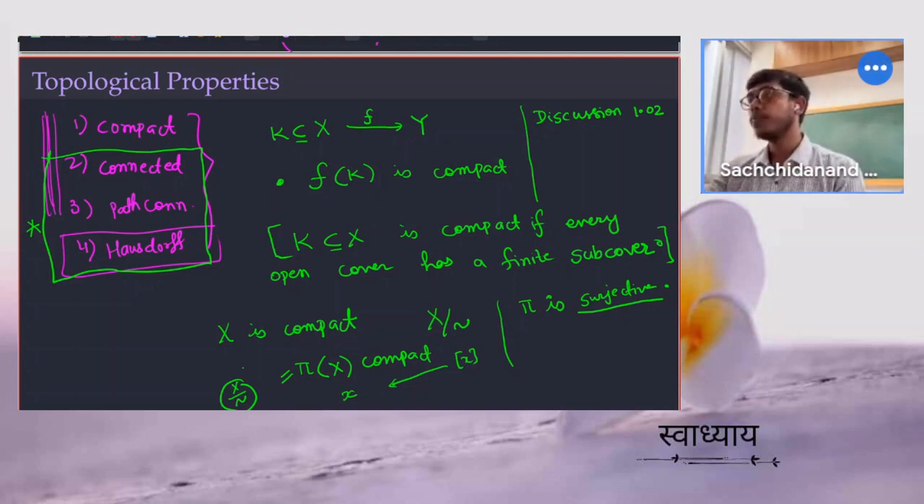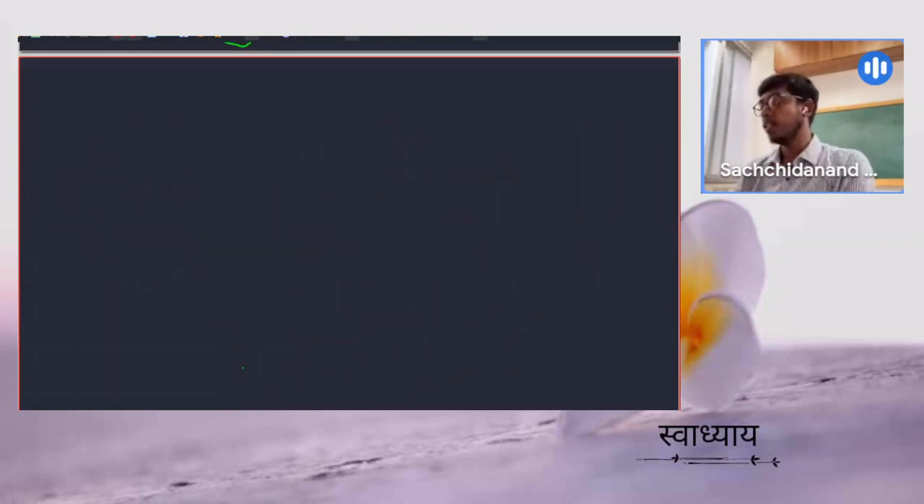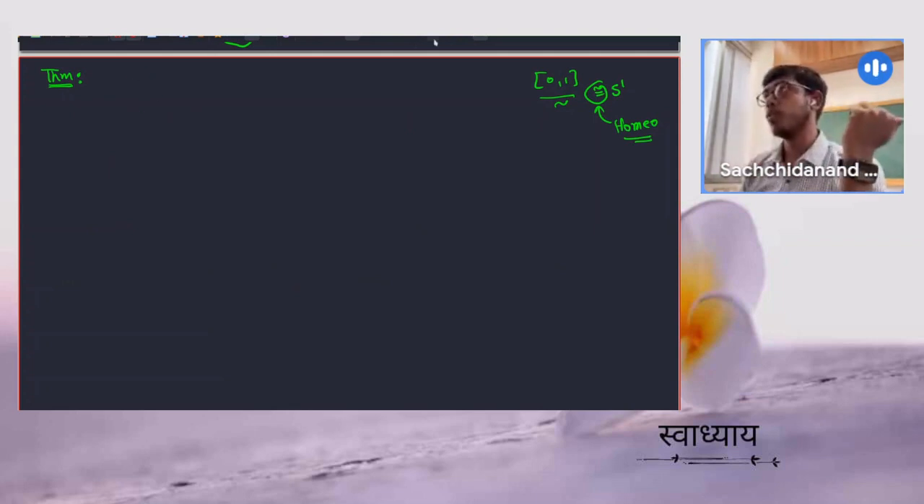Now I'll write down one theorem that we'll try to prove. This will be very important in order to see if the quotient space is homeomorphic to some known spaces. For example, 0,1 mod this is the same as the circle, so this is basically the homeomorphism. I'll just state a theorem, and we'll see the proof of this also.